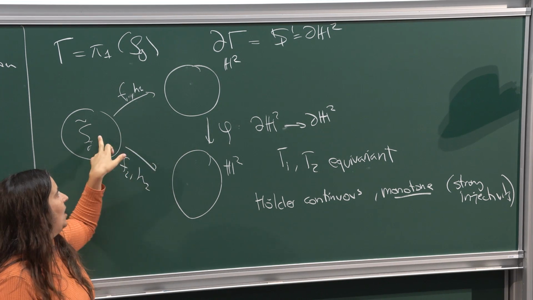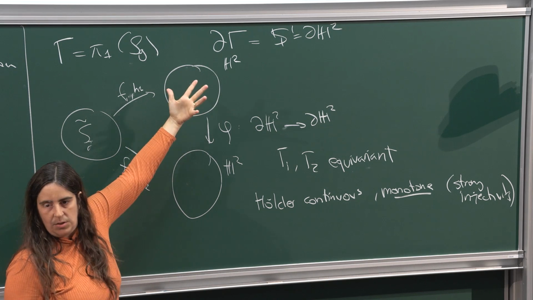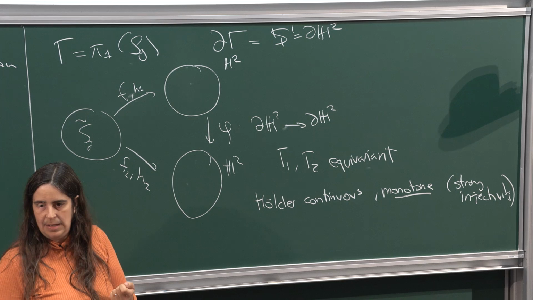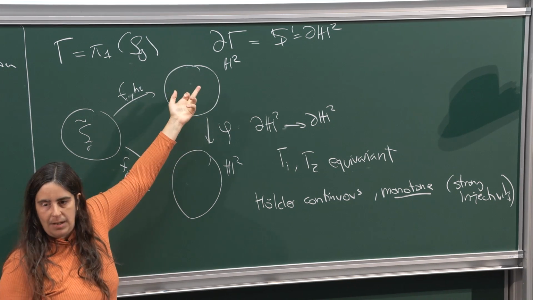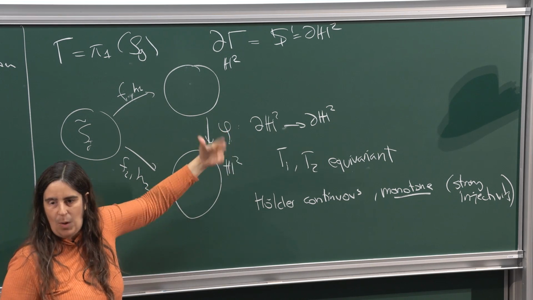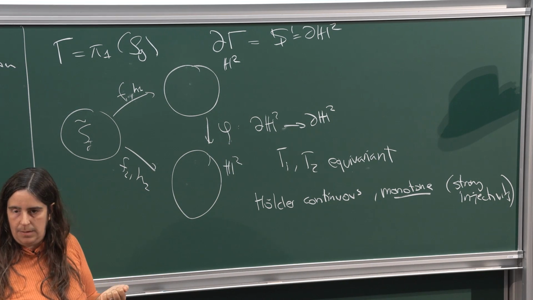And the point is that the action on the disk is properly discontinuous. So I have lots of possible choices, possible gamma 1, gamma 2 equivariant choices. But the action on the boundary is ergodic, as we have seen in Barbara's course. So this is fixed once you ask it to be gamma 1, gamma 2 equivariant.